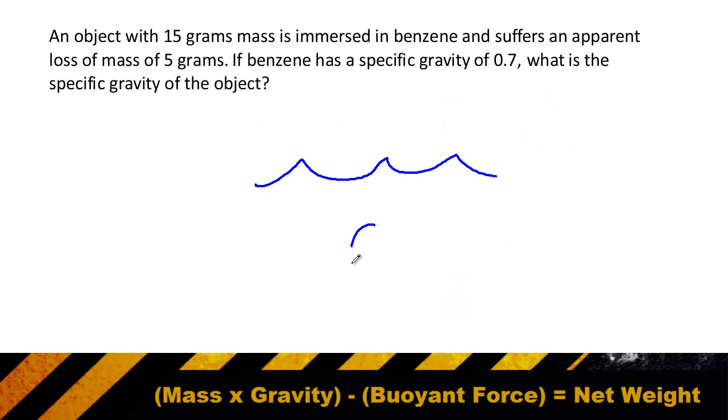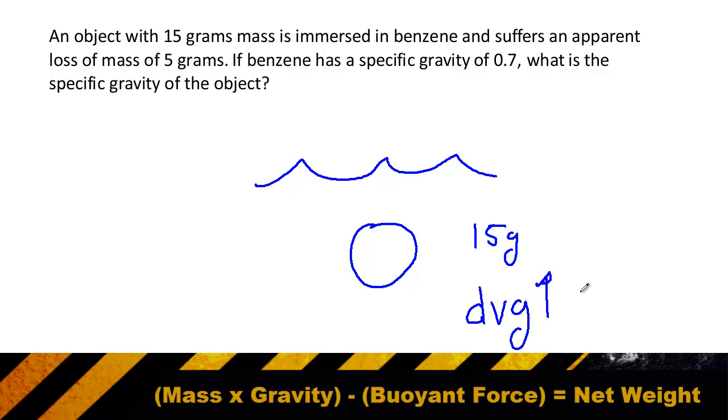We have an object that is submerged in the fluid. The object has a mass of 15 grams. However, when it's in the fluid, it appears to lose 5 grams. That's because of the upward force, which is of course caused by buoyancy, which is the density of the fluid times the volume displaced times the force of gravity. And that's exerting an upward force of 5 grams, so the object appears to only weigh 10 grams in the fluid.